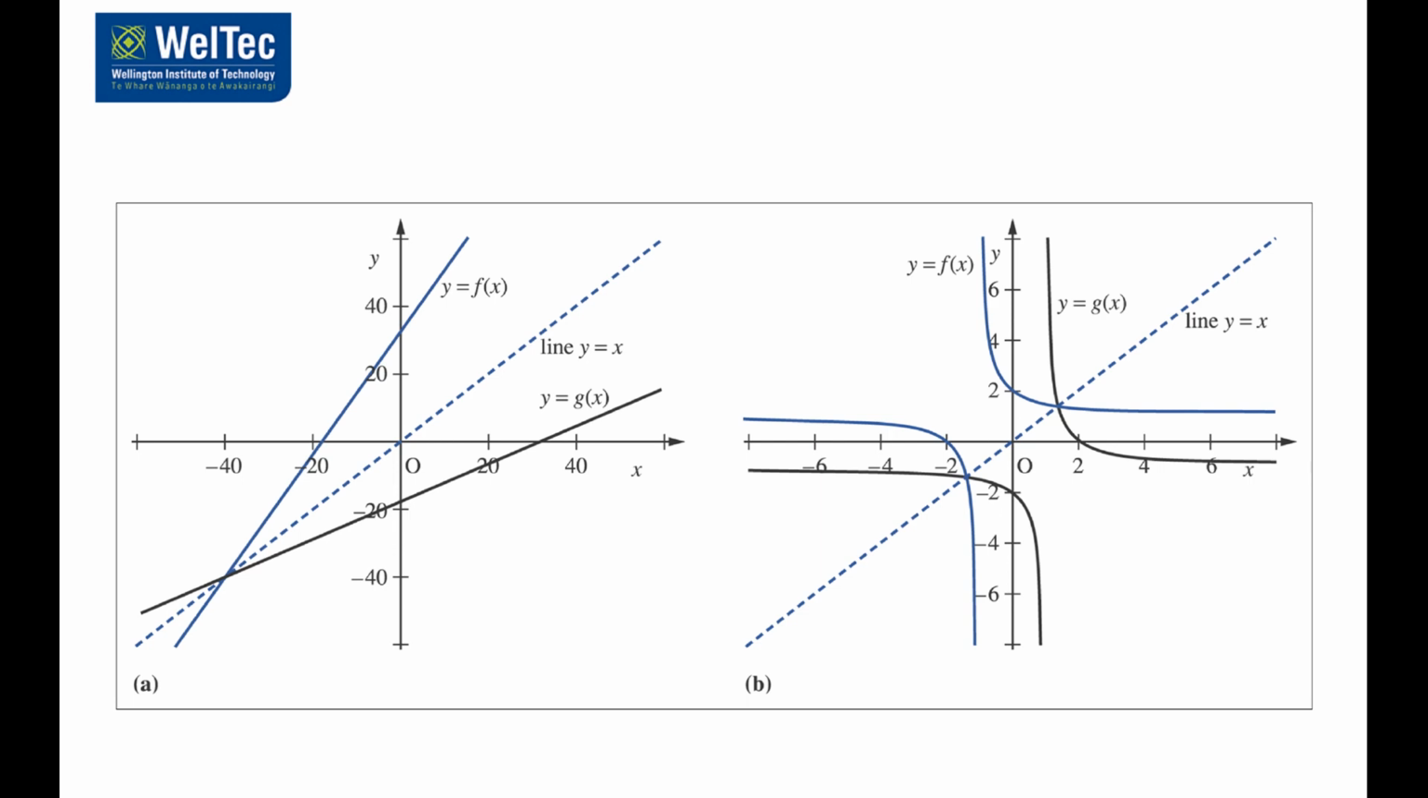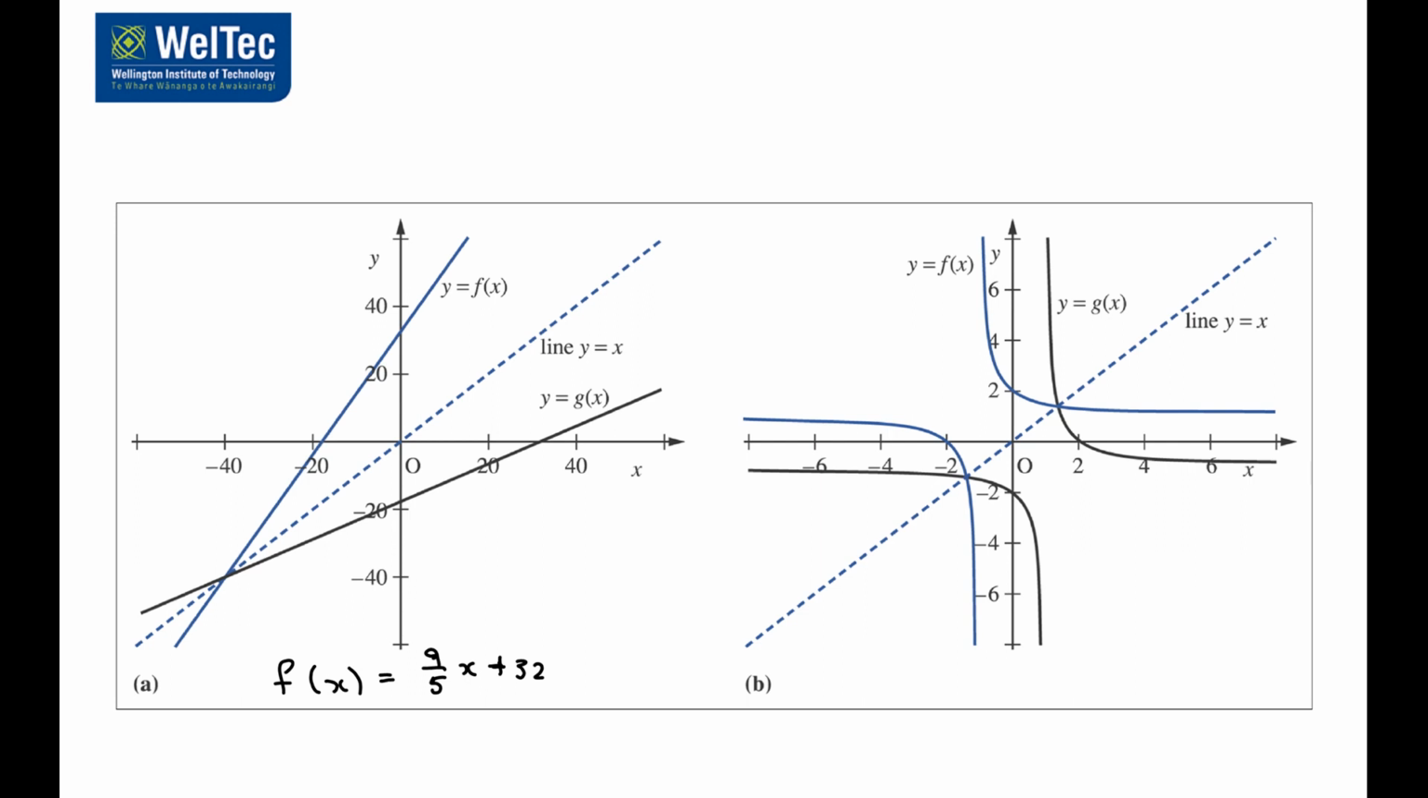The left-hand function is the Fahrenheit to centigrade conversion. So it's 9/5x plus 32. Now obviously its inverse function is going to go the other way. But if you have a look, f of x is the blue function. And if we reflect it in the line y equals x, which is the dotted line, we get the other function. So that is its inverse. So y equals g of x there is the inverse. It's reflected in the line y equals x.